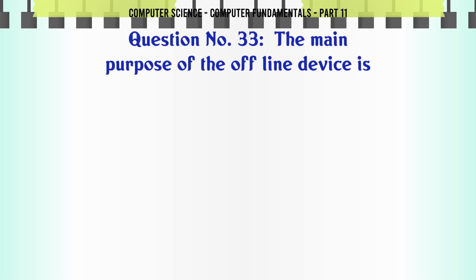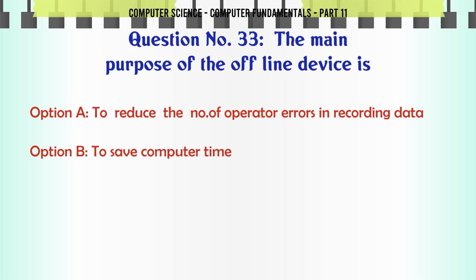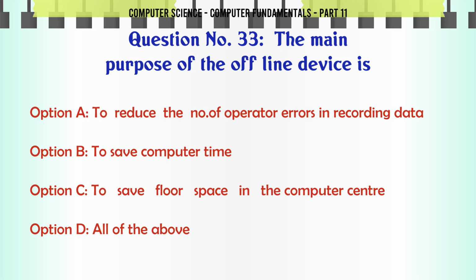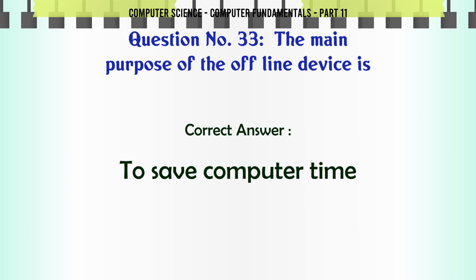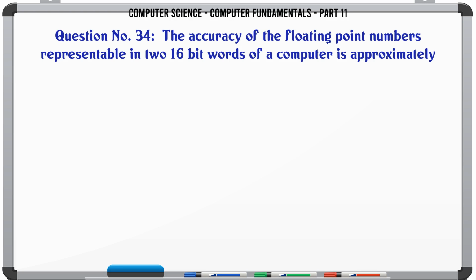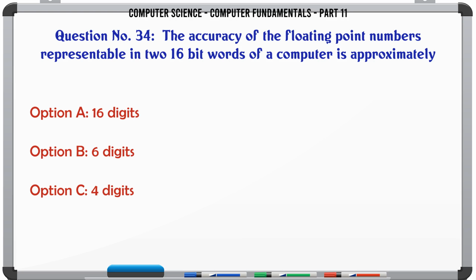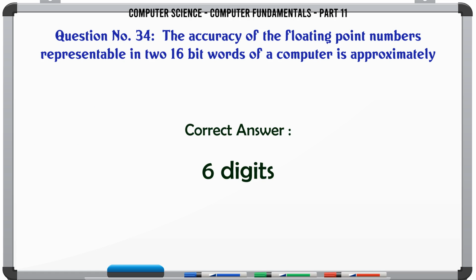The main purpose of the offline device is A. To reduce the number of operator errors in recording data. B. To save computer time. C. To save floor space in the computer center. D. All of the above. The correct answer is to save computer time. The accuracy of the floating point numbers representable in two 16-bit words of a computer is approximately A. 16 digits, B. 6 digits, C. 4 digits, D. all of the above. The correct answer is 6 digits.